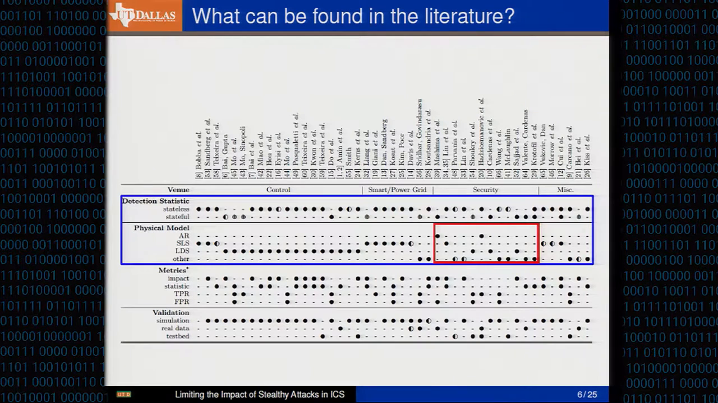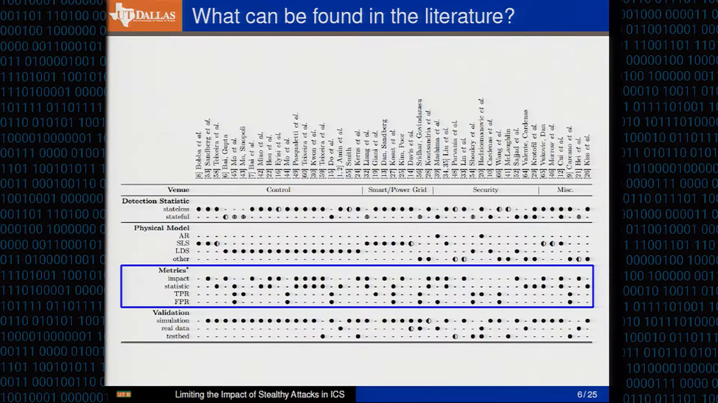Also, we can see that there are different types of metrics, but there is not a unified way to measure the performance of an anomaly detector. Some approaches use the impact, some use some statistics, some use the true positive rate, the false positive rate, but there is no unified way to measure the performance of an anomaly detector. And finally, we also verified what kind of validation setup was used in the literature, and most of the works use simulations, of course, because it's easier to implement.